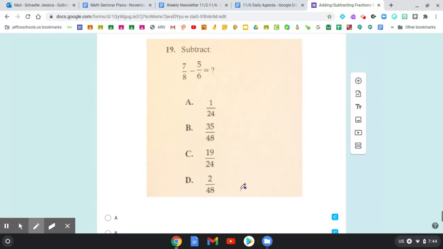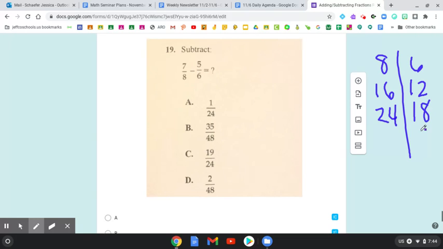All right, number 19 is to subtract. We need to find an LCM with 8 and 6. 8s go 8, 16, 24. 6s go 6, 12, 18, 24. So 24s are going to be your common denominators.